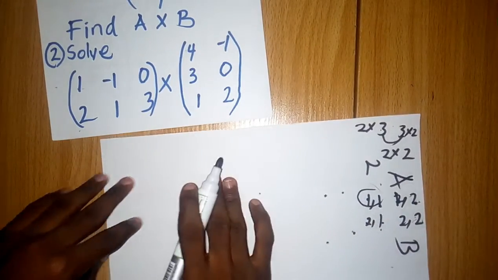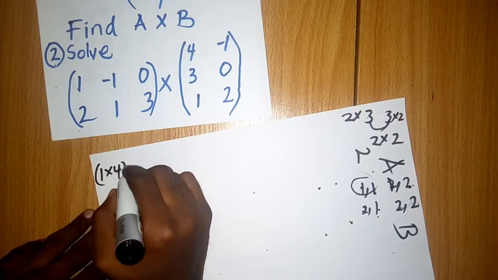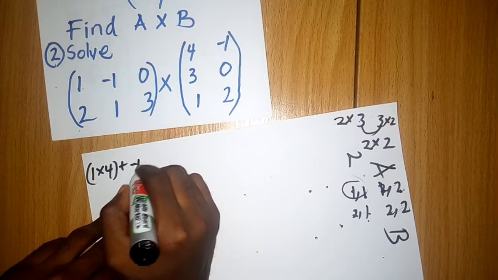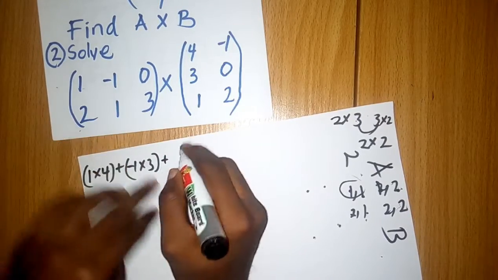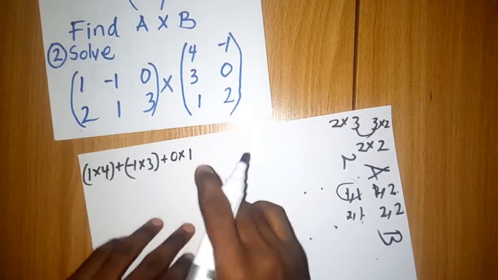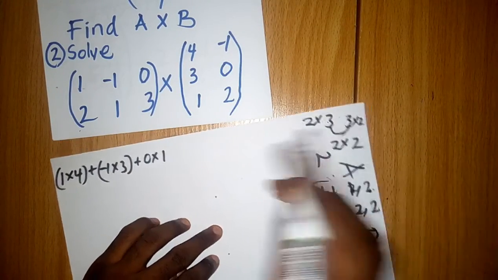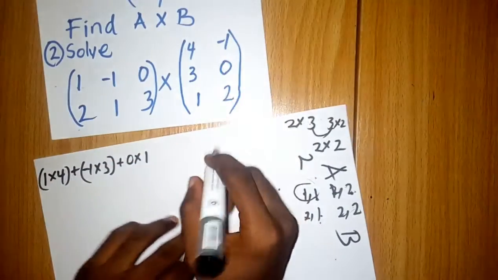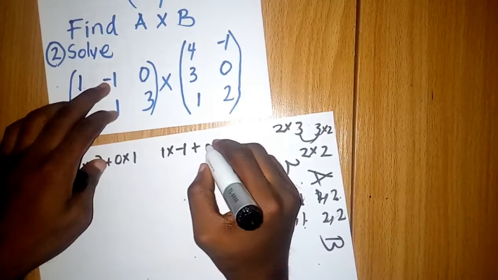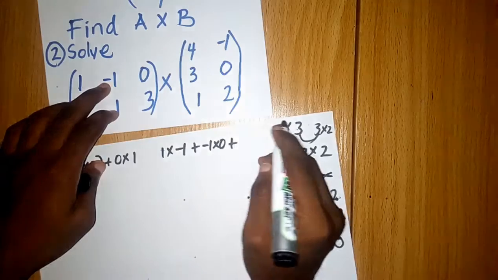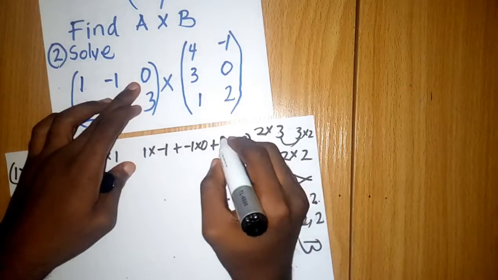Okay, so now, having said that, it means that this first row is going to multiply this. So that will become 1 times 4 plus minus 1 times 3 plus 0 times 1. Okay, so now first row, second column. That will be 1 times minus 1 plus minus 1 times 0 plus 0 times 2.